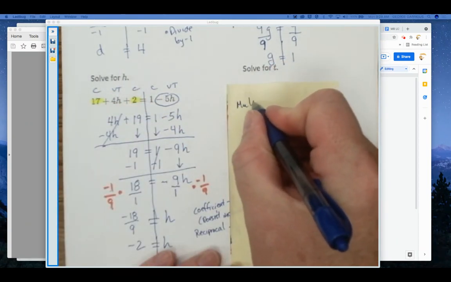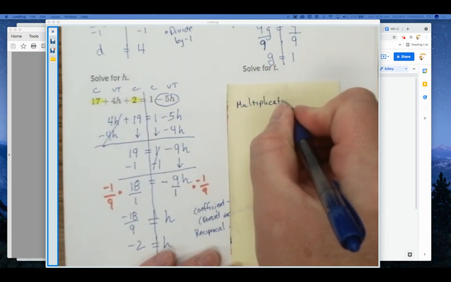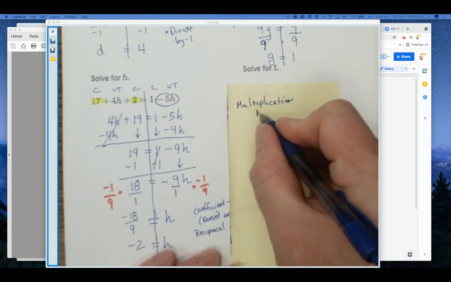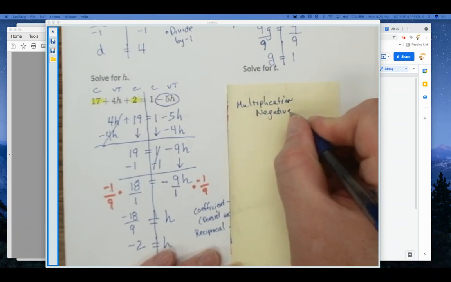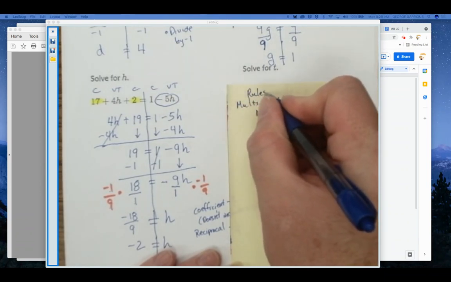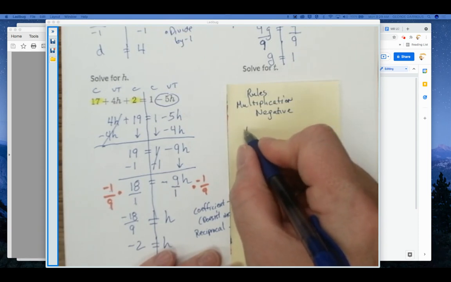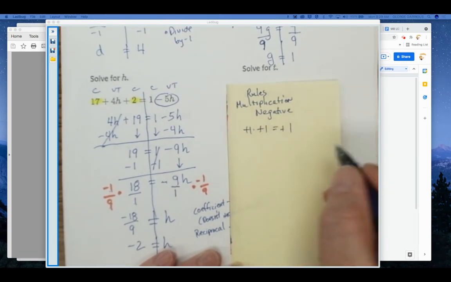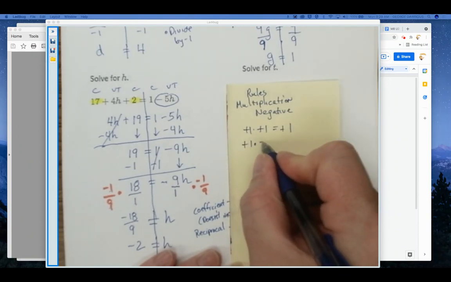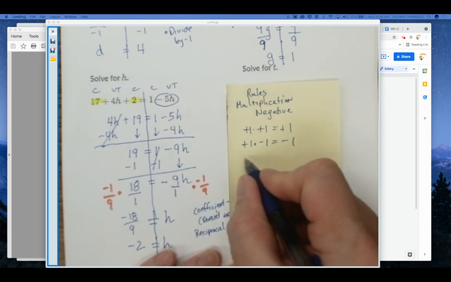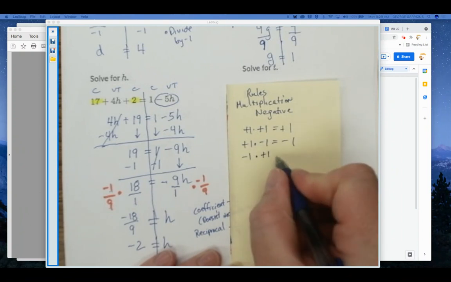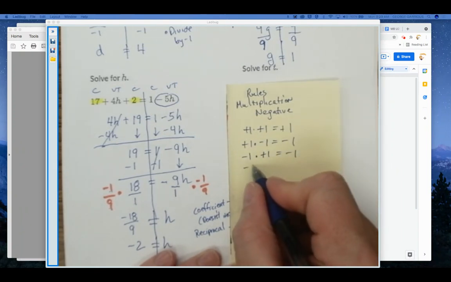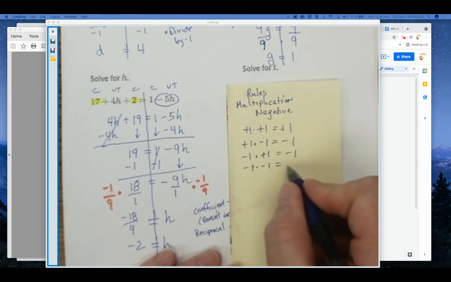Remember the multiplication of a negative. The rules are pretty simple. It's a positive times a positive. So let's just do +1 times +1 is +1. Positive. If they're different, then it's negative. -1 times +1 is negative. Only when they're the same is it positive, and that's +1, sorry.